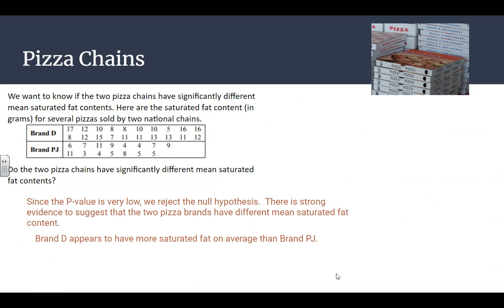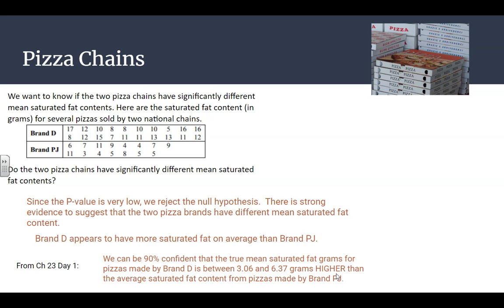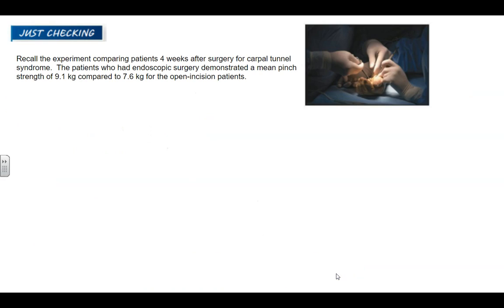This can be followed up with what we talked about yesterday. It does appear that brand D has more fat on average than brand PJ. So what we did was we found 90% confidence that it's actually between 3 and 6.3 grams higher. Now, the consumer can make that decision if that really bothers them, if it's that big of a difference.